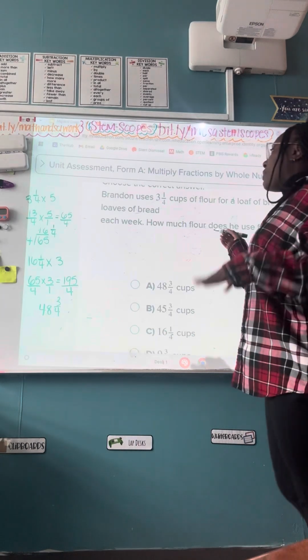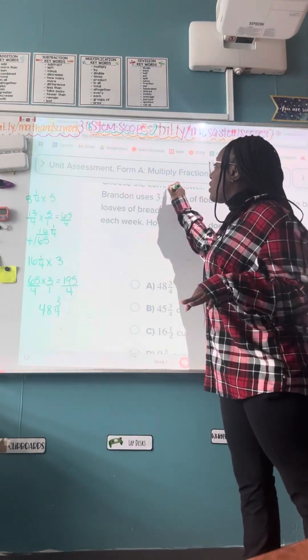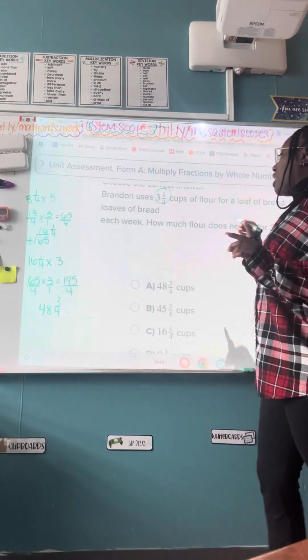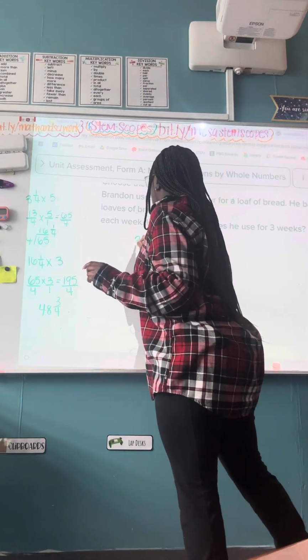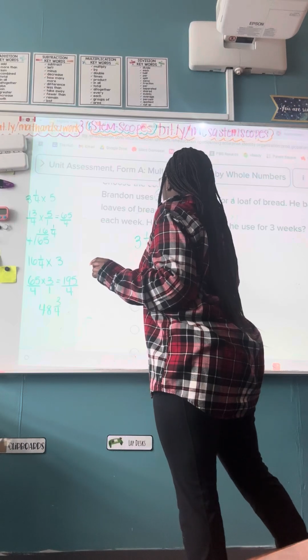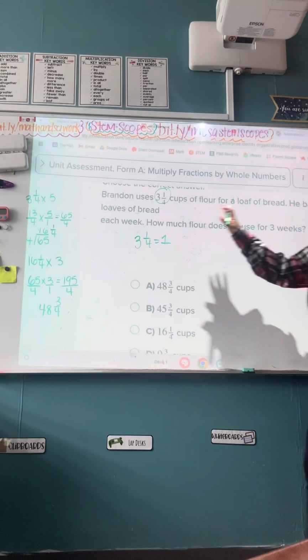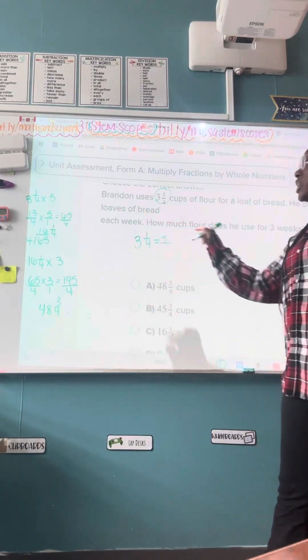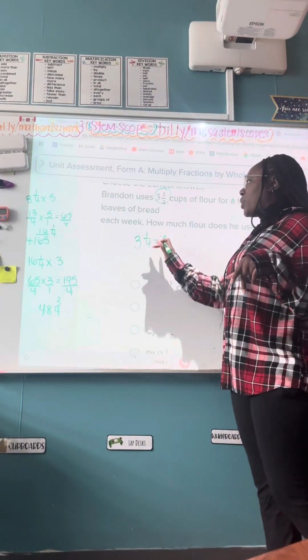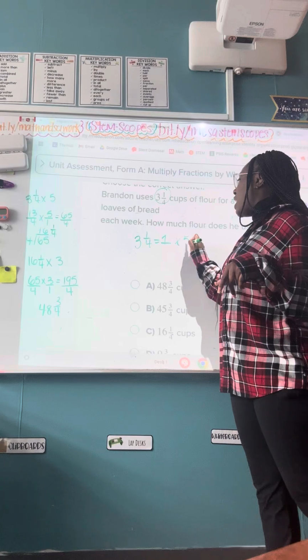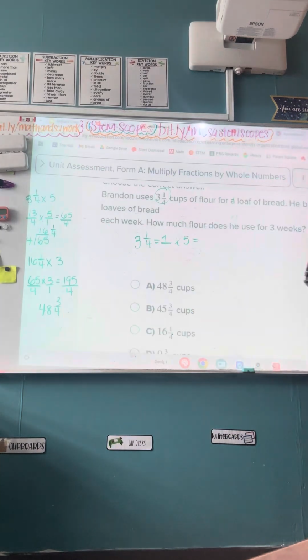So we're pulling out our important information here in keywords. So we know that he uses 3 1/4 cups of flour for 1 loaf. So I'm gonna put that equals 1 loaf, right? He bakes 5 loaves of bread, okay, each week. So I know that 3 1/4 times 1 times 5 is going to give me how much flour he uses for 1 week. We're gonna figure that out, okay?